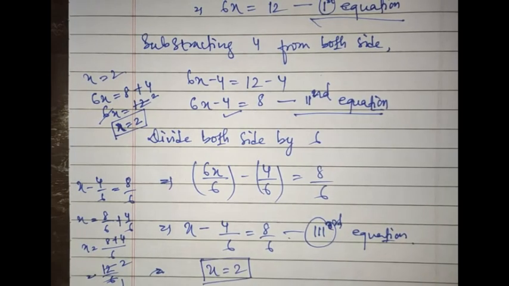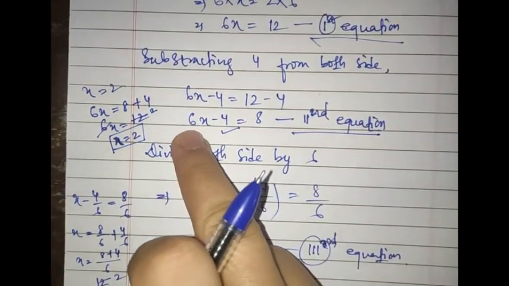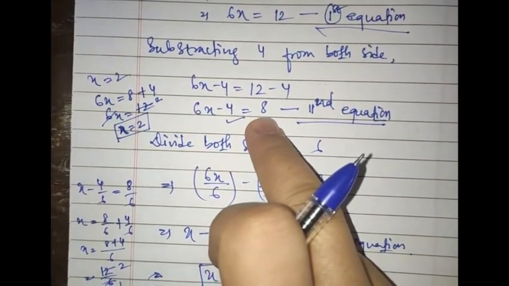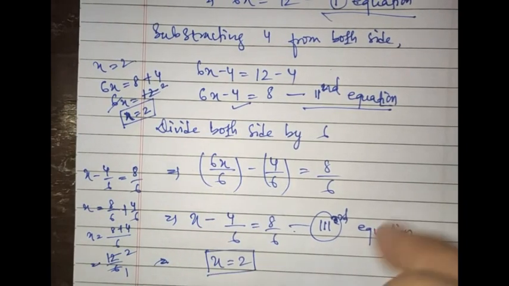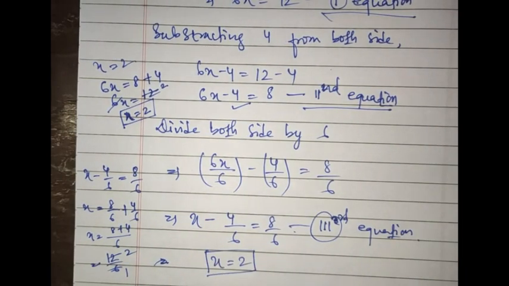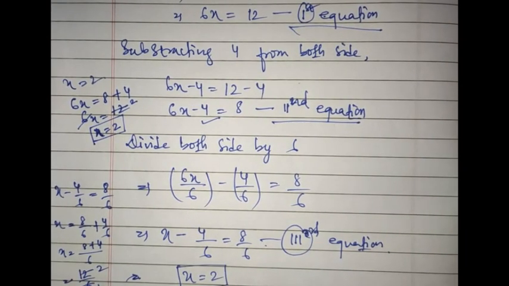Okay, so your first equation is 6x is equal to 12. Your second equation is 6x minus 4 is equal to 8, and your third equation is x minus 4 by 6 is equal to 8 by 6. There are a variety of ways in which you can get the equation. Okay, you can try another way also.